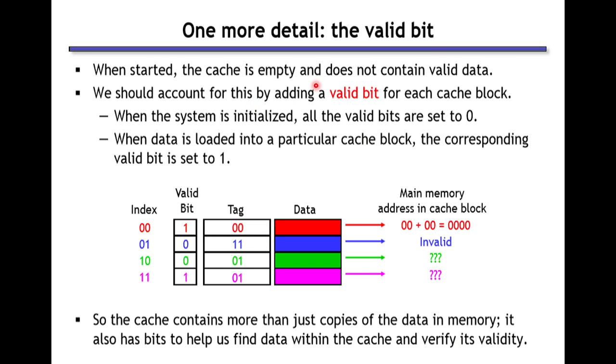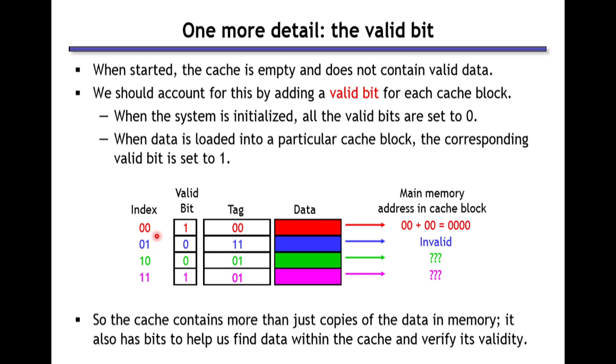One more detail we have to add is whether the data stored in the cache is valid or not. That is done with the help of a valid bit. Initially the cache is empty and does not contain valid data, so we should account for this by adding a valid bit for each cache block. So here we are adding one valid bit. When the system is initialized, all the valid bits are set to 0. When data is loaded into a particular cache block, the corresponding valid bit is set to 1.